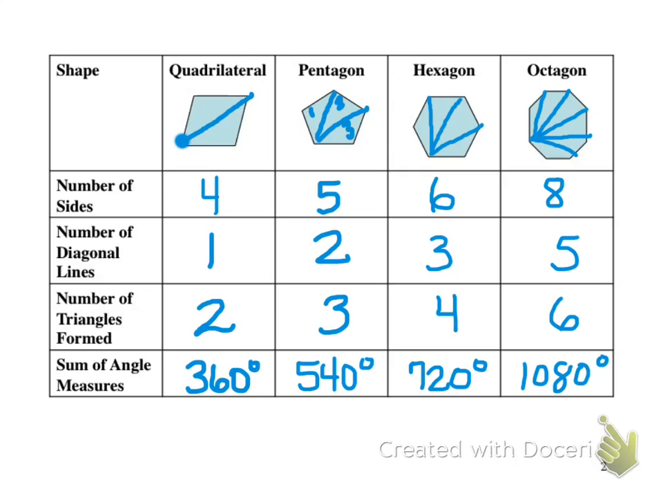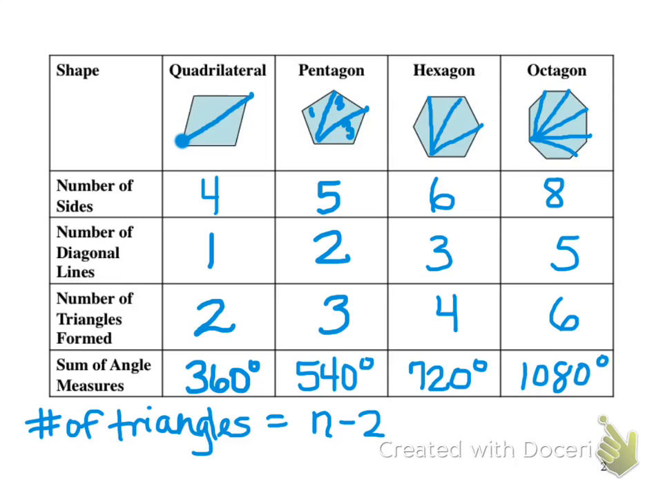Okay, so if we're going to generalize and we're looking at the relationship between the number of sides and the number of triangles formed, we can see that in each shape, the number of sides minus 2 will give you the number of triangles. So I'll put that down here. The number of triangles is equal to the number of sides minus 2.